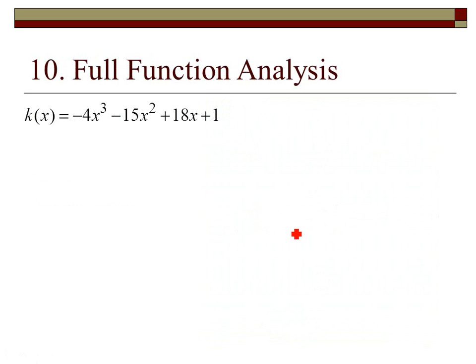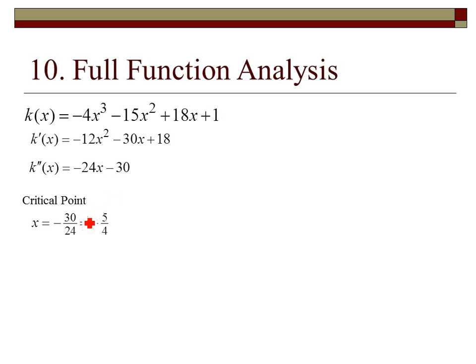Okay, let's look at the second derivative now. So here was our first derivative. Now we're going to take the derivative again, and I get negative 24x minus 30. I'm going to find out where this equals 0. So if I do 30 divided by negative 24, it's negative 30 24ths. That's negative 5/4, or you can do negative 1.25. You can use decimals, that's okay too.